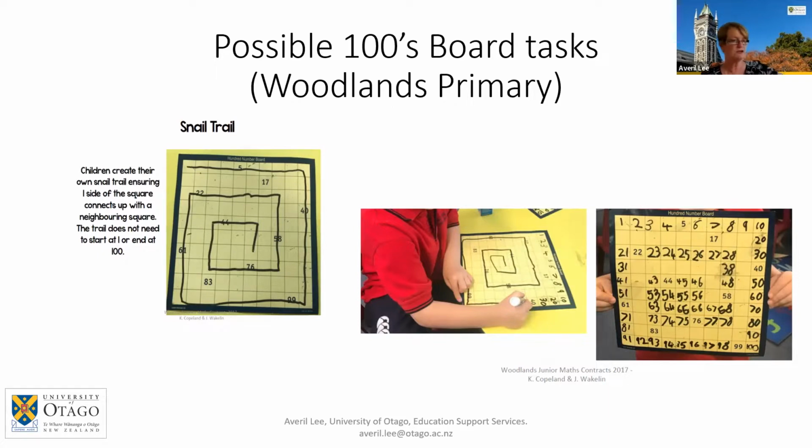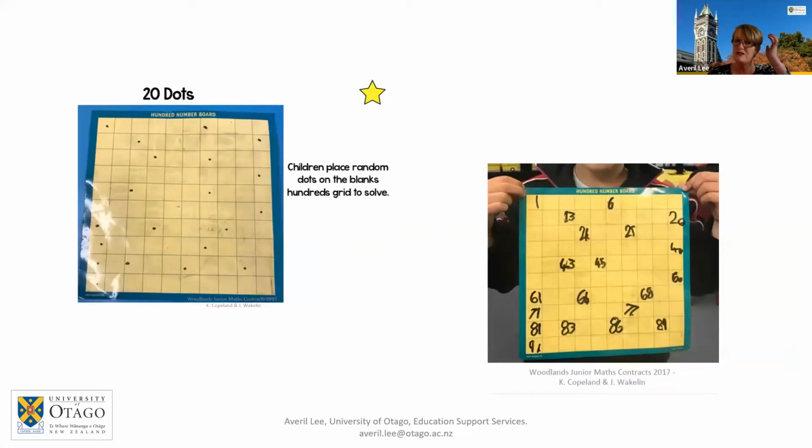One of them, they took the hundreds board, you can't see that with my background, and they just drew a snail trail anywhere on it and stopped it wherever they liked. Then what they have to do is rub out the snail trail and put the numbers in of where they've drawn the line. So they have to understand the pattern of that to be able to do it. Another one was you throw 20 dots anywhere on the back of the hundreds board, and then they have to replace the dots with the numbers. Not an easy task if you don't know your way around the board.